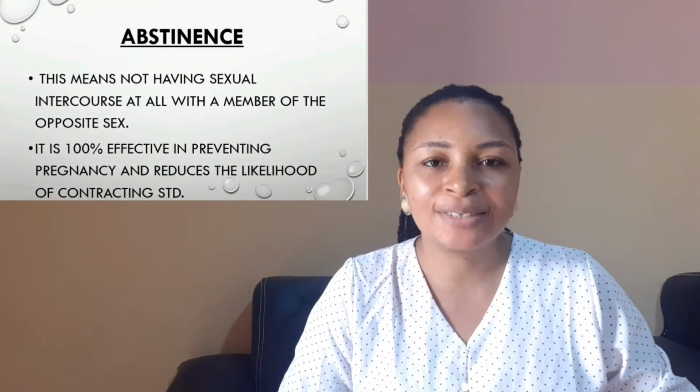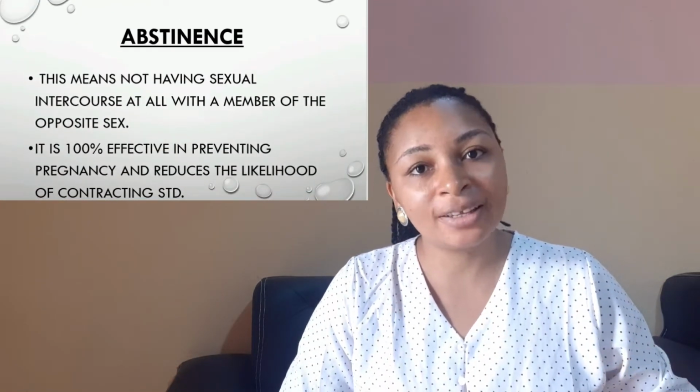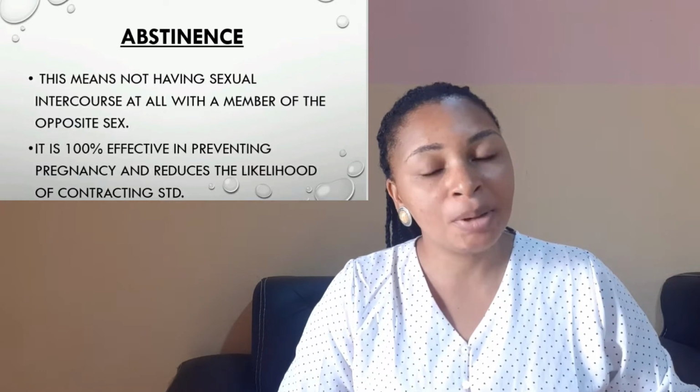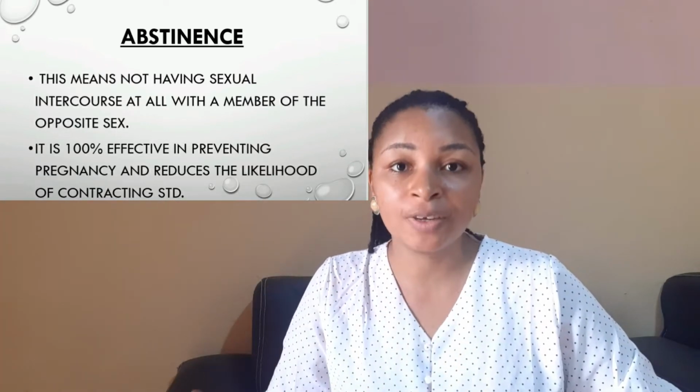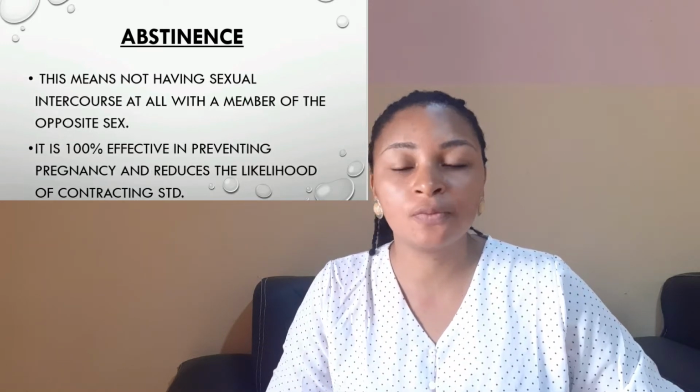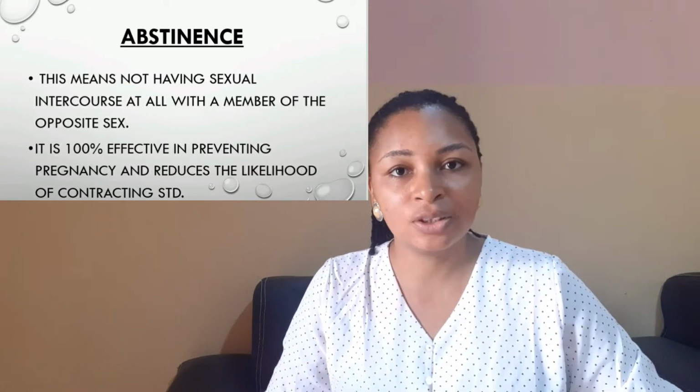There are types of natural family planning methods. One is abstinence. Abstinence means not having any sexual intercourse at all with a member of the opposite sex. Abstinence is 100% effective in preventing pregnancies and the likelihood of contracting sexually transmitted diseases. In abstinence, you don't indulge in any form of sexual intercourse, so avoiding pregnancy is 100% effective, and you don't get to contract any form of sexually transmitted disease.